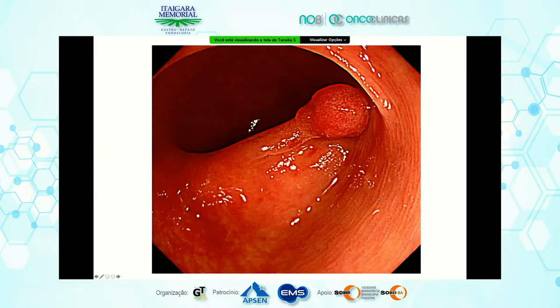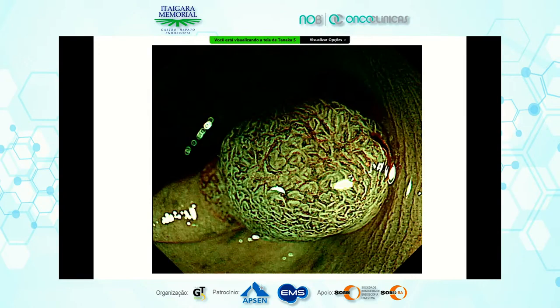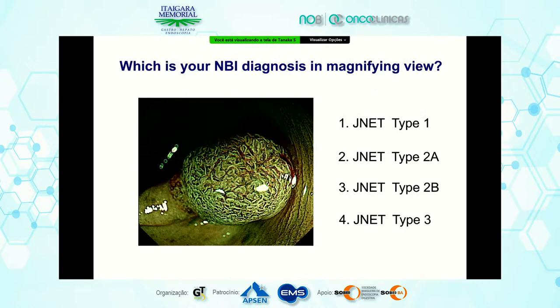Case 2. This is a tiny polypoid lesion. How do you diagnose this NBI finding? Please vote.